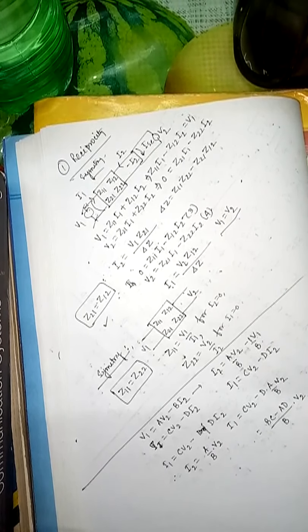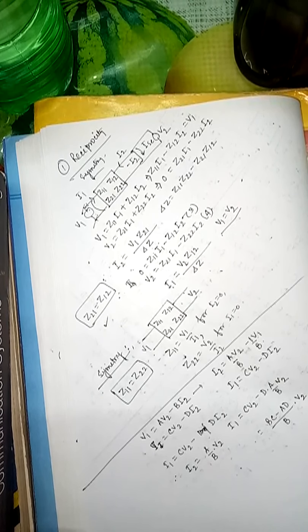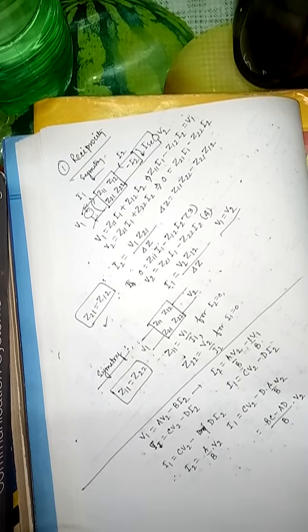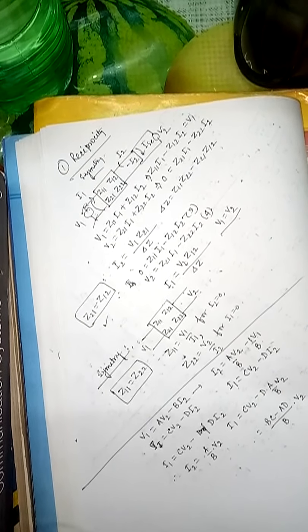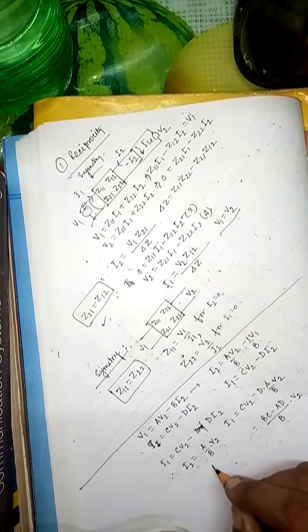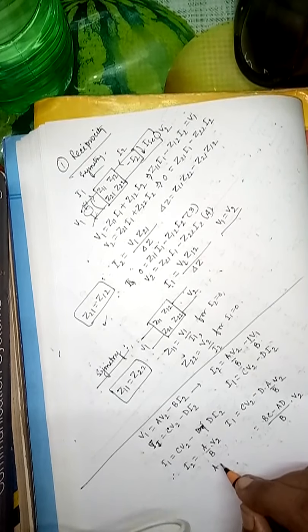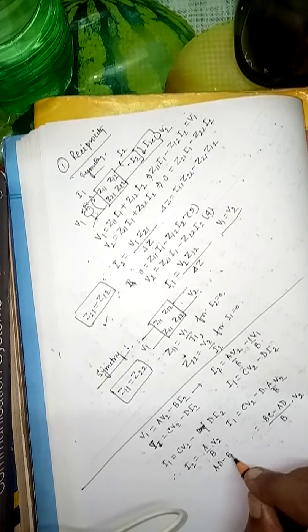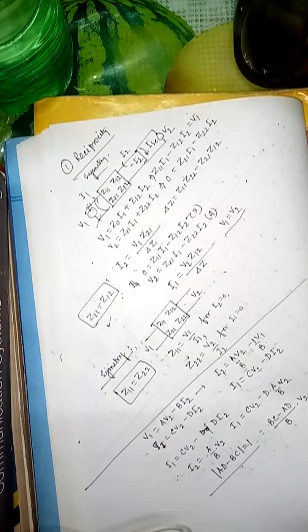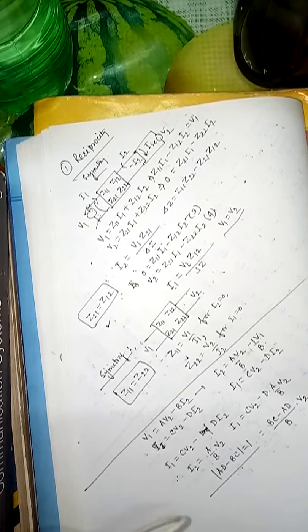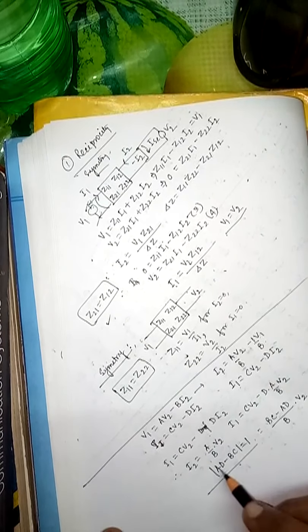So finally we can conclude that when V1 equals V2 is applied in the same problem, AD minus BC has to be 1. Otherwise this particular equation cannot persist.